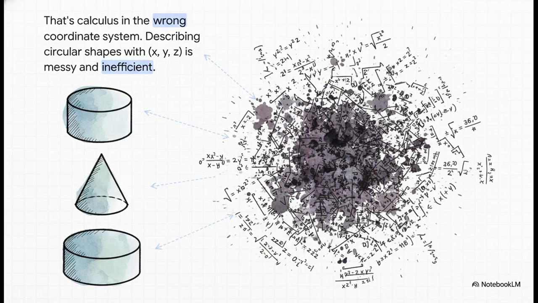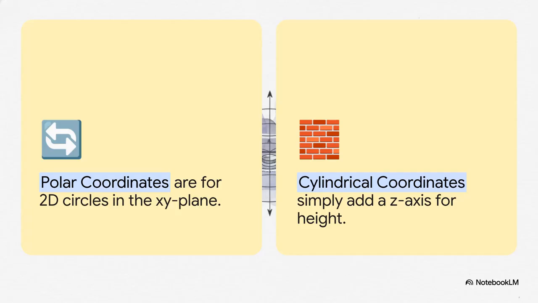Yep, trying to describe something that's naturally circular, like a cylinder or a cone or even the dome of a building, using our standard, boxy XYZ coordinate system is basically that same problem. You can do it, but the equations get ugly fast. The integrals become these horrible, complicated messes. There has got to be a better way, right? And of course, there is.